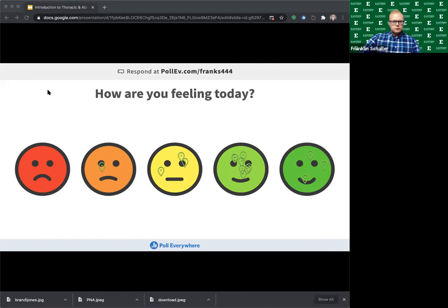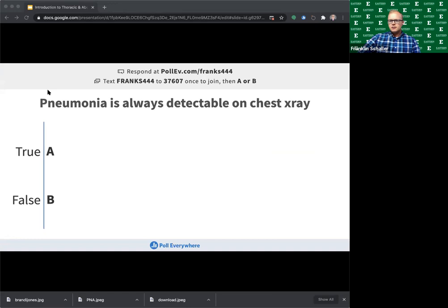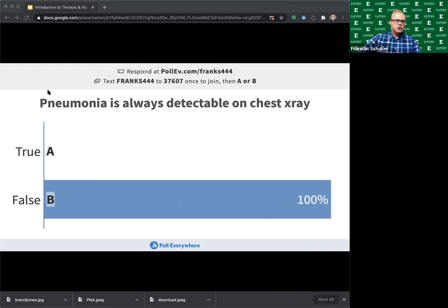True or false question for you guys, thinking about chest x-rays, thinking about pneumonia. Pneumonia is always detectable on chest x-ray. What do you guys think? True or false? It looks like everybody is choosing false. Great job. Pneumonia is not always detected on chest x-ray. Sometimes the patient may be dehydrated, or it is a pneumonia that's just simply not picked up on your basic radiograph and would need CT or computed tomography imaging in order to pick that up.